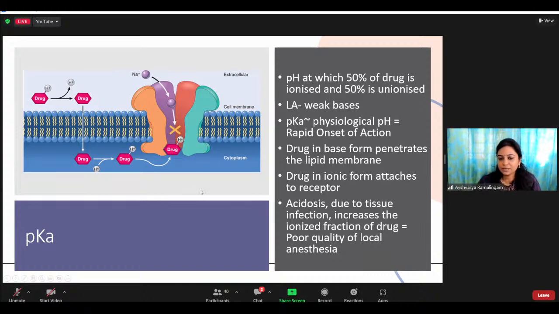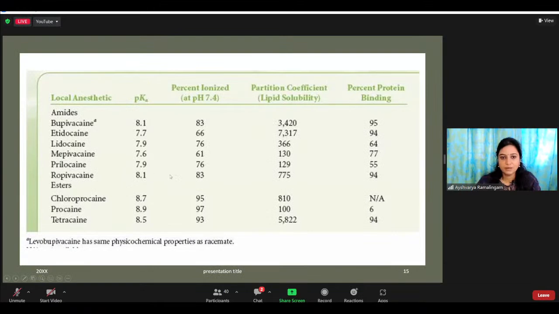And in acidosis, as in abscesses, local anesthetic is not preferred because due to infection there is increased acidosis and an increased fraction of the ionized part of the drug, which cannot penetrate the lipid bilayer, and hence there is poor quality of anesthesia. This is a table which shows the percentage of ionized drug at pH 7.4. You can see that bupivacaine is 83% ionized at 7.4, and hence its onset of action is a little late compared to lidocaine, which is 76% ionized at physiological pH.